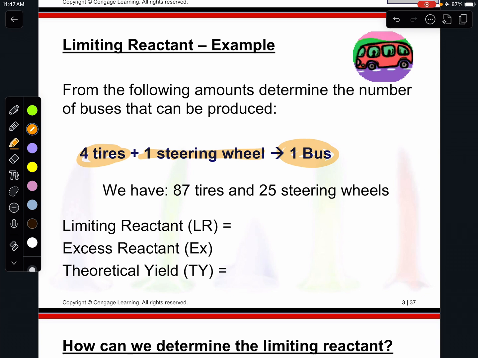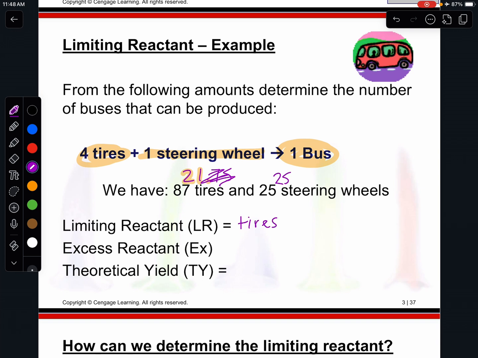with these materials individually. So I'm going to take 87 and divide it by 4 because we need 4 tires. So theoretically we could make 21.75 buses. But obviously we know we can't make 3/4 of a bus, so I'm going to say 21 buses with that one. And then we can make 25 buses with the amount of steering wheels we have. So therefore, even though we could make more if we had more tires, we do not have enough tires. So therefore, our limiting in this case are the tires.